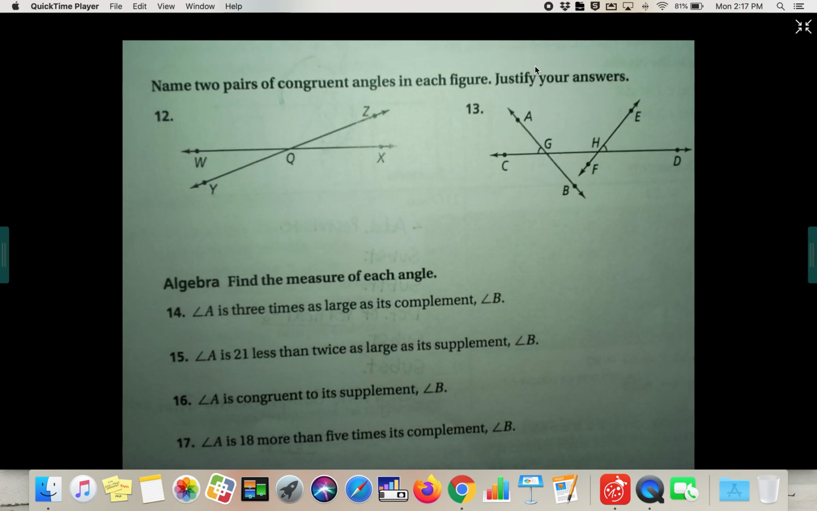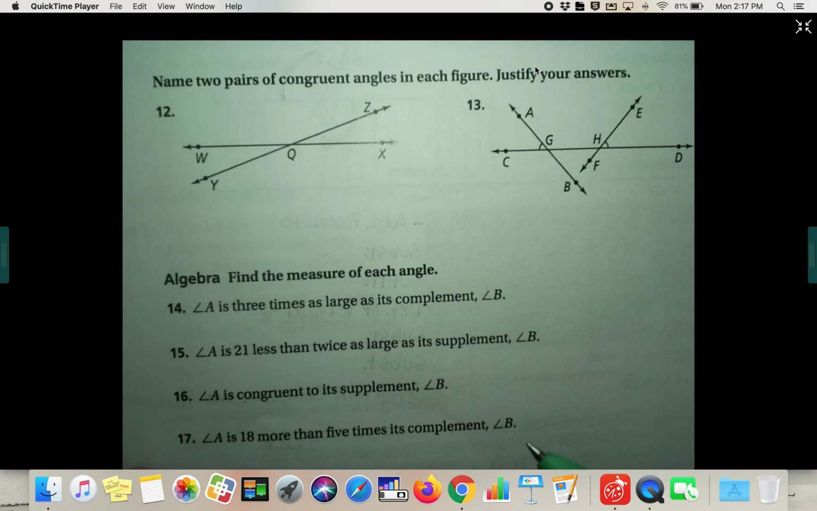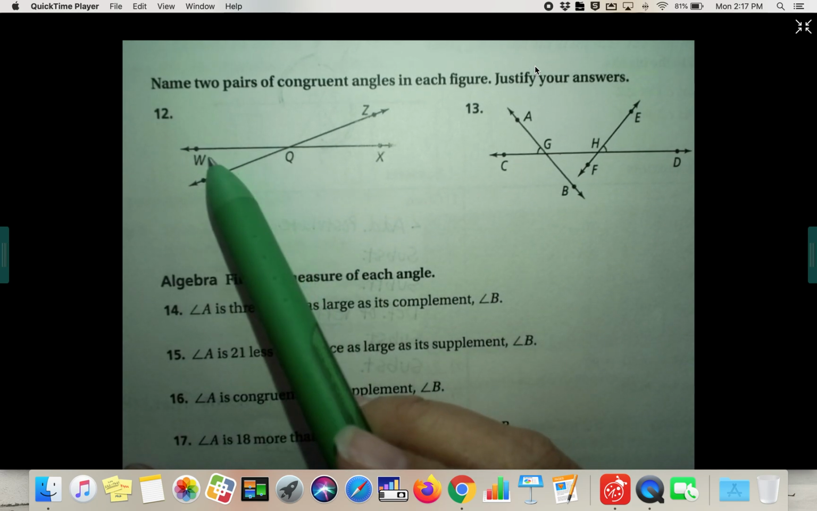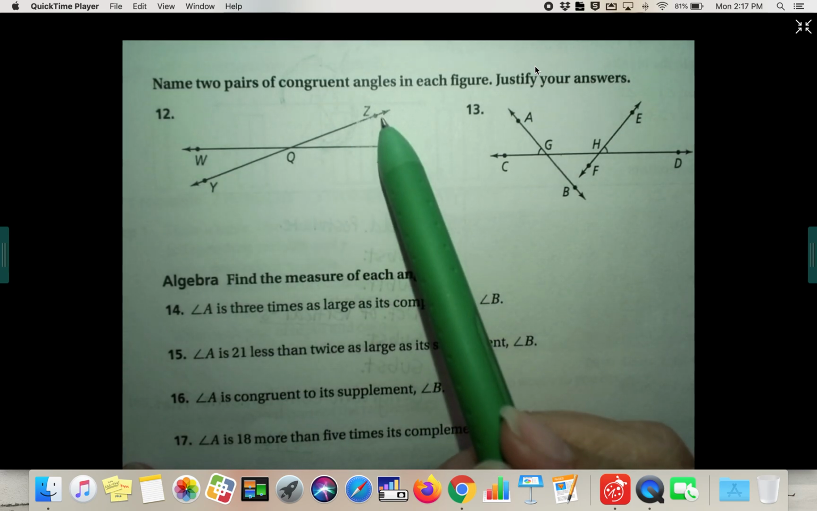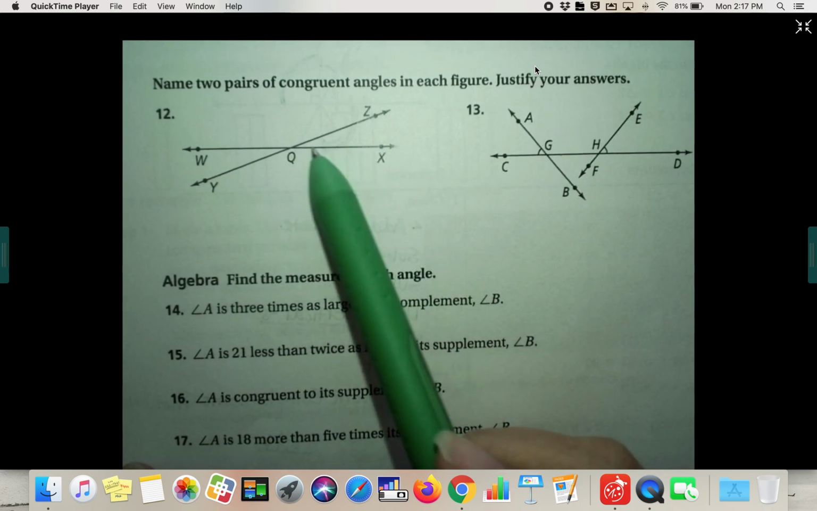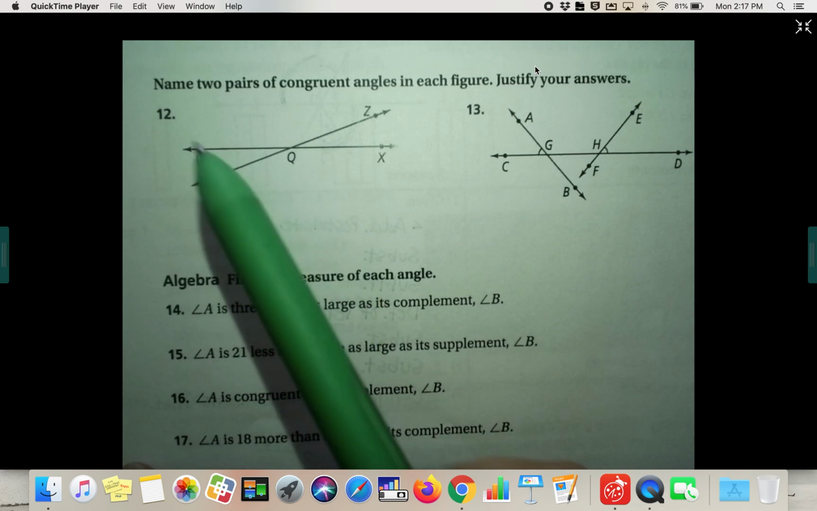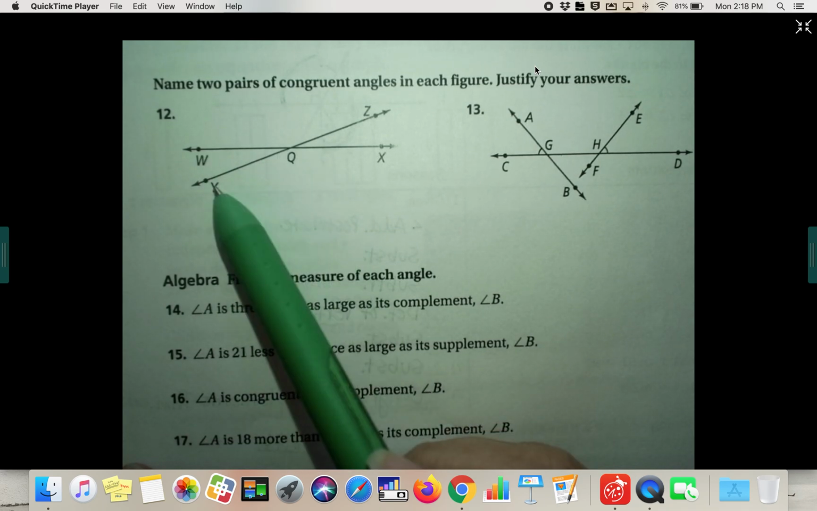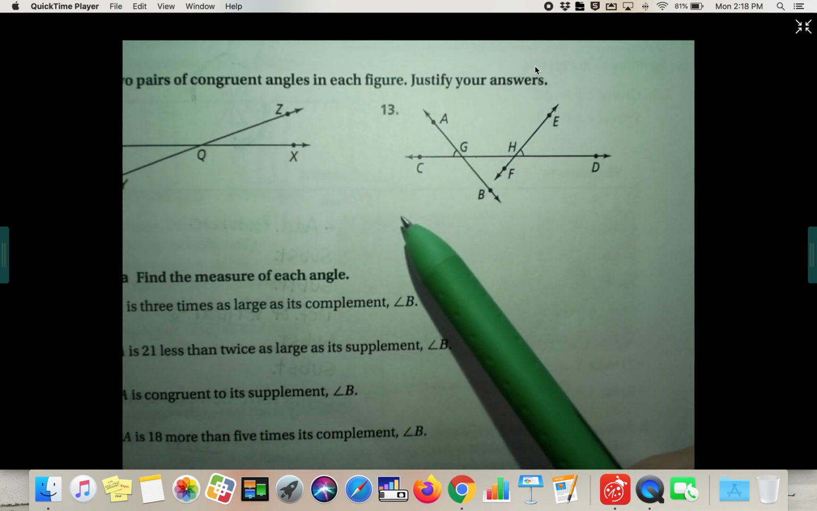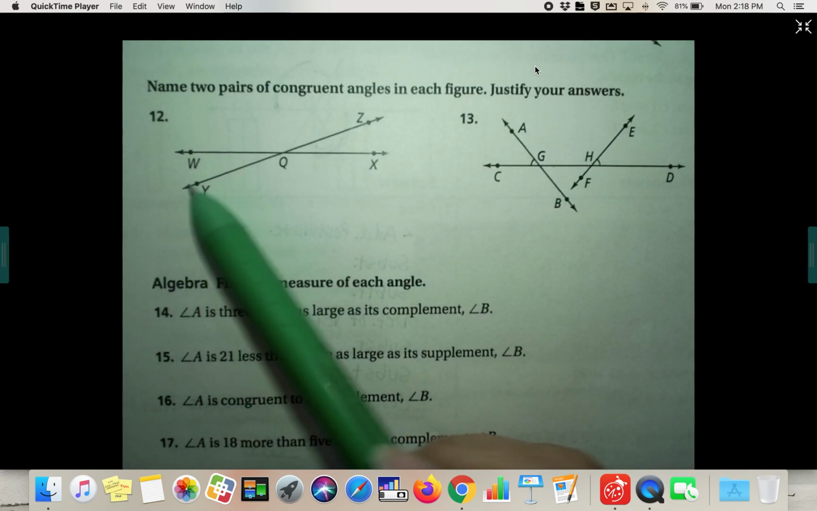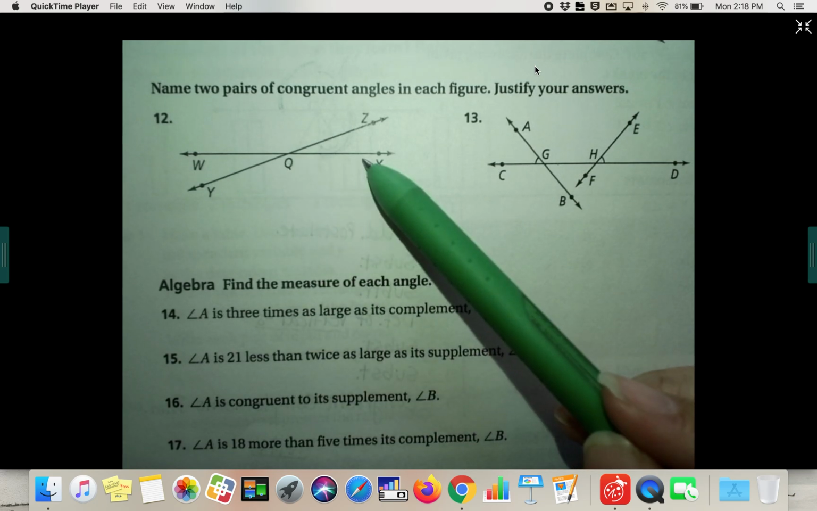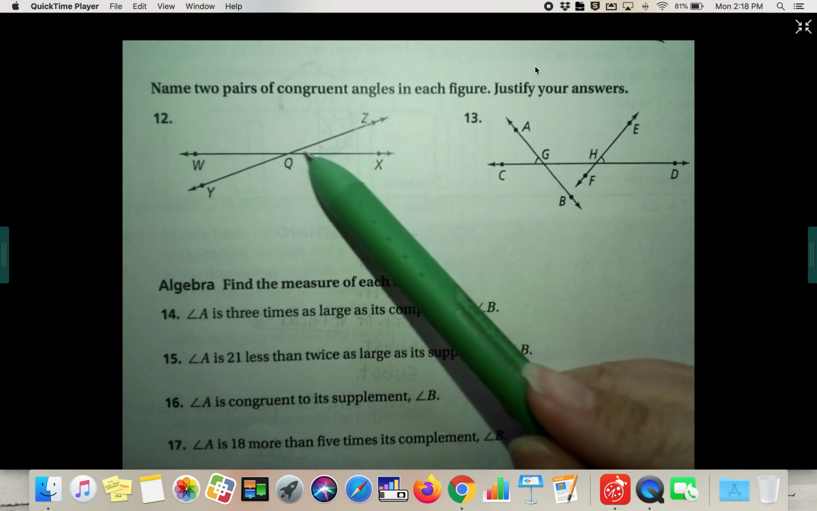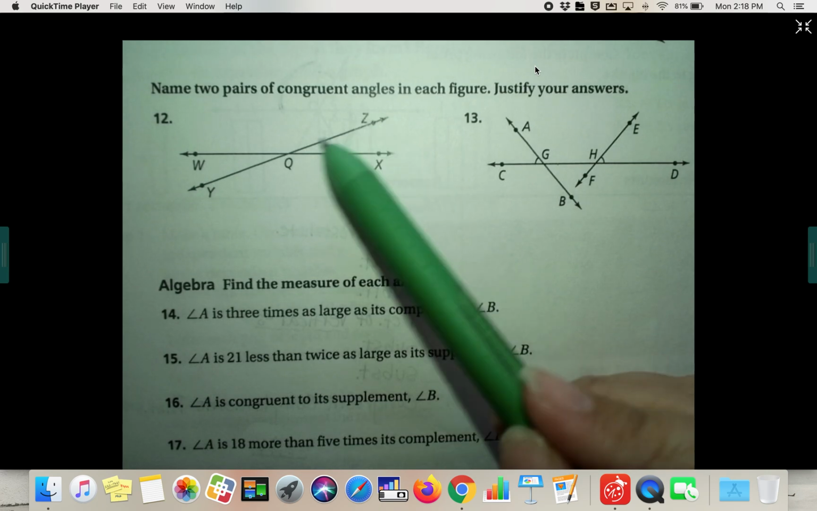When you get down to number 12, name 2 pairs of congruent angles. Well, I would just name the 2 vertical angles. So angle WQY and angle ZQX, or XQZ, WQY. So vertical angles are congruent. That's 1 pair. The other one would be the other direction, so these big obtuse ones, XQY and WQZ.